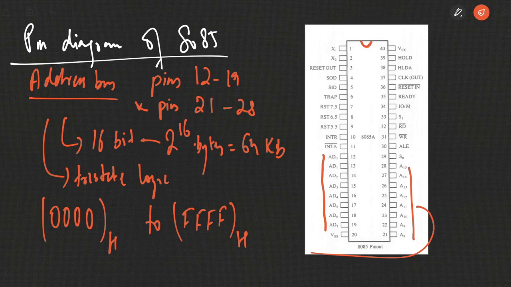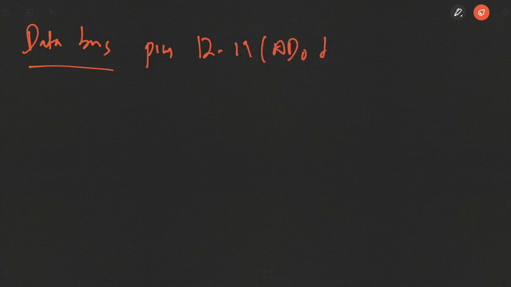So this is about pins 12 to 19 and 21 to 28 used for the address bus, as well as the data bus. Fine. Pins 12 to 19 are actually AD0 to AD7, marked on the pin diagram. They are used in multiplexed mode. These lines can carry both the address as well as the data. The data is only 8 bits, it's not 16-bit data, so only 8 pins are sufficient to carry the 8 bits of data.